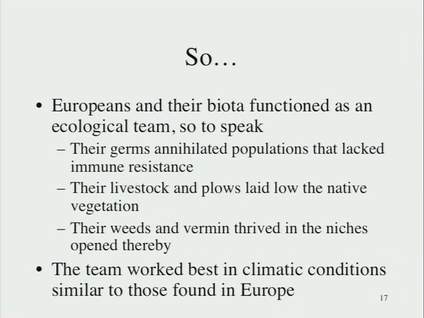Their livestock and plows laid low the native vegetation. Their weeds and vermin thrived in the niches opened up as the native vegetation was altered, either by plowing or by grazing. The team worked best in climatic conditions similar to those found in Europe. So if you look at southern South America, southeastern Australia, and most of the United States, you find climates that were similar in broad strokes to the climates of Europe, where these organisms, this portmanteau biota, had come from. And that would appear to be some kind of explanation, right?